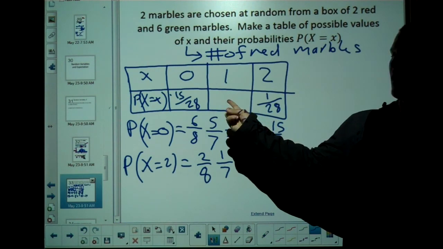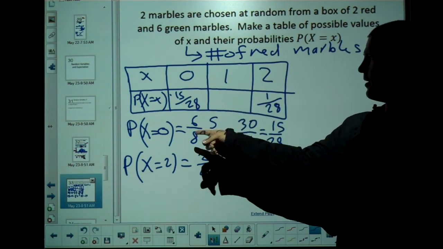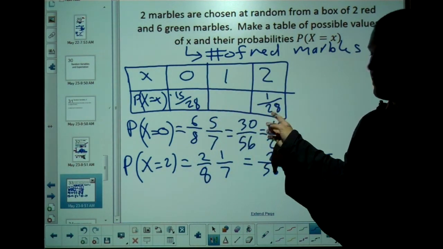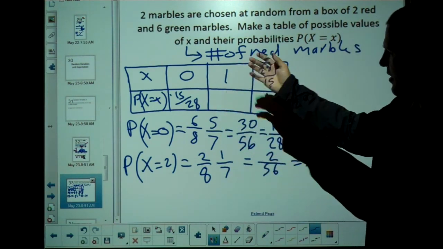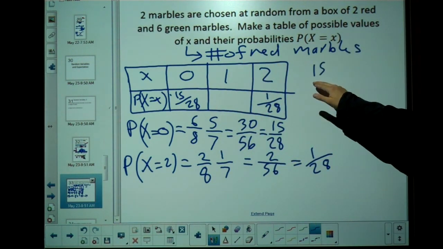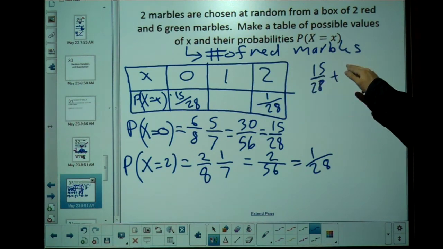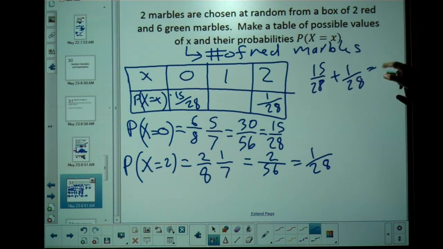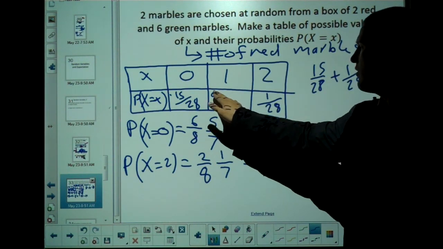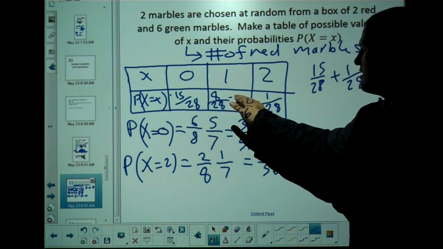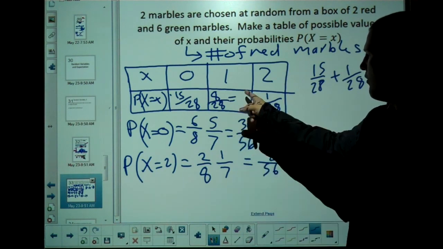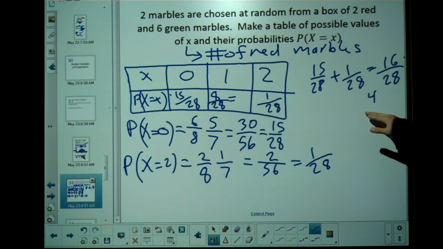So I'm not actually going to have to do a complex calculation here, because remember, these all add up to 1. And if those all add up to 1, I just have to find the missing number here that makes that happen. So I take 15 over 28 plus 1 over 28. That is 16 over 28. So what's missing? If I added 8 more to that numerator, I'd be golden. So my missing piece there is 8 over 28. Let's simplify that down. That would be 4 over 14, or 2 sevenths.